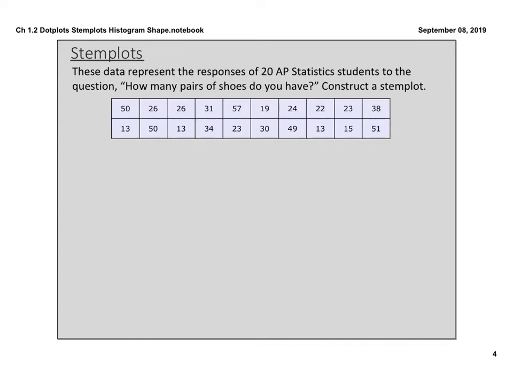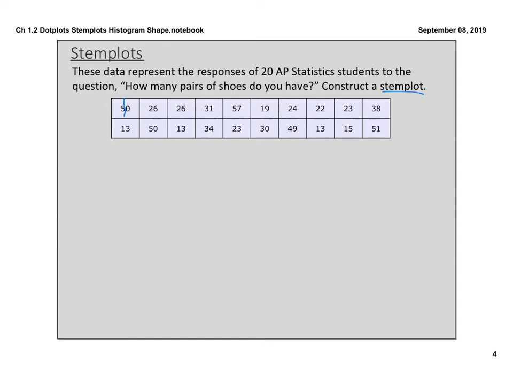So I'm looking at the data set below. It says these data represent the responses of 20 AP Statistics students, and they are responding to the question, how many pairs of shoes do you have? And we're going to construct a stem plot. So again, my stem plot is separating the two parts of the digit. In this case, all of my data has a tens place and a ones place. So when I separate my digits, I'm going to separate the tens and the ones.